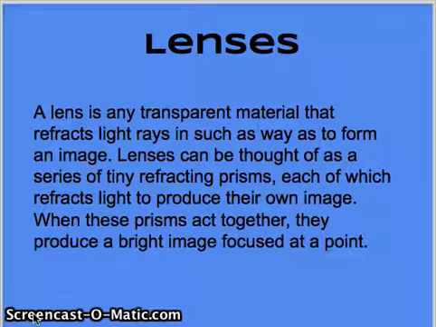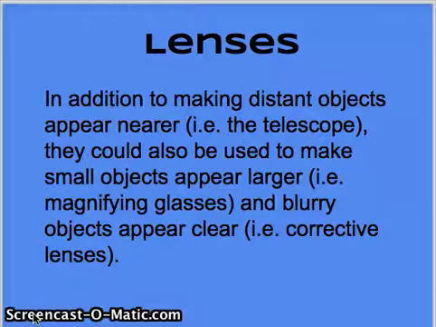On to lenses. A lens is any transparent material that refracts light rays in such a way as to form an image. They can be thought of as tiny refracting prisms, each of which refracts light to produce its own image. When these prisms act together, they produce a bright image focused at a point. In addition to making distant objects appear nearer, like in telescopes, they can also be used to make small objects appear larger, like magnifying glasses, and blurry objects appear clear, as in corrective lenses.